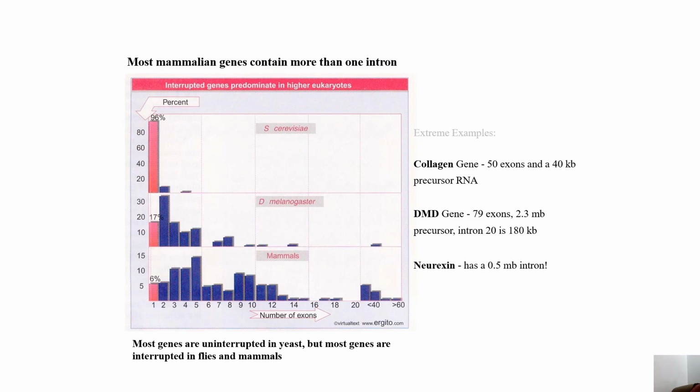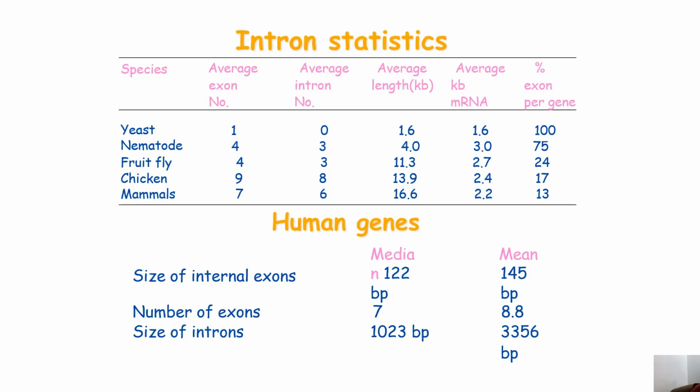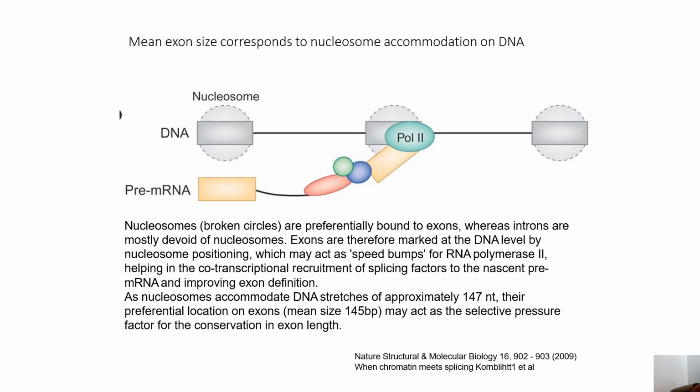Most mammalian genes contain more than one intron. Nucleosomes are preferentially bound to exons, whereas introns are mostly devoid of them. Exons are therefore marked at the DNA level by nucleosome positioning, which may act as speed bumps for RNA polymerase II.